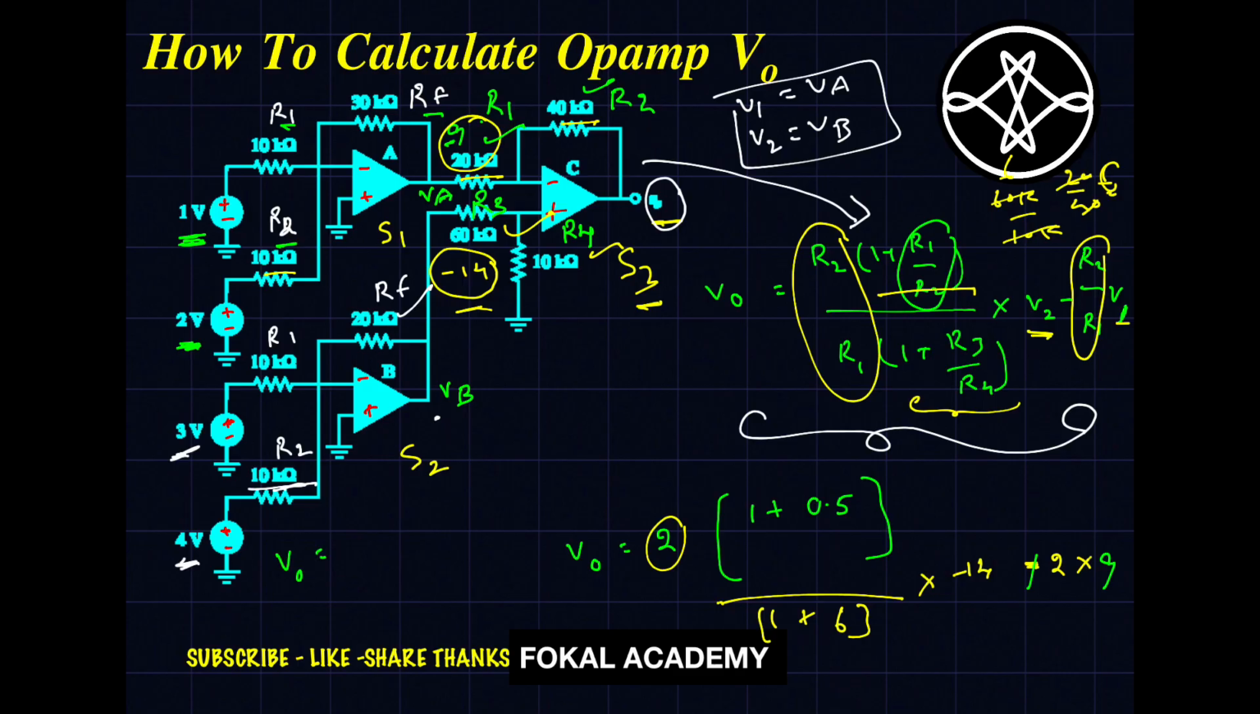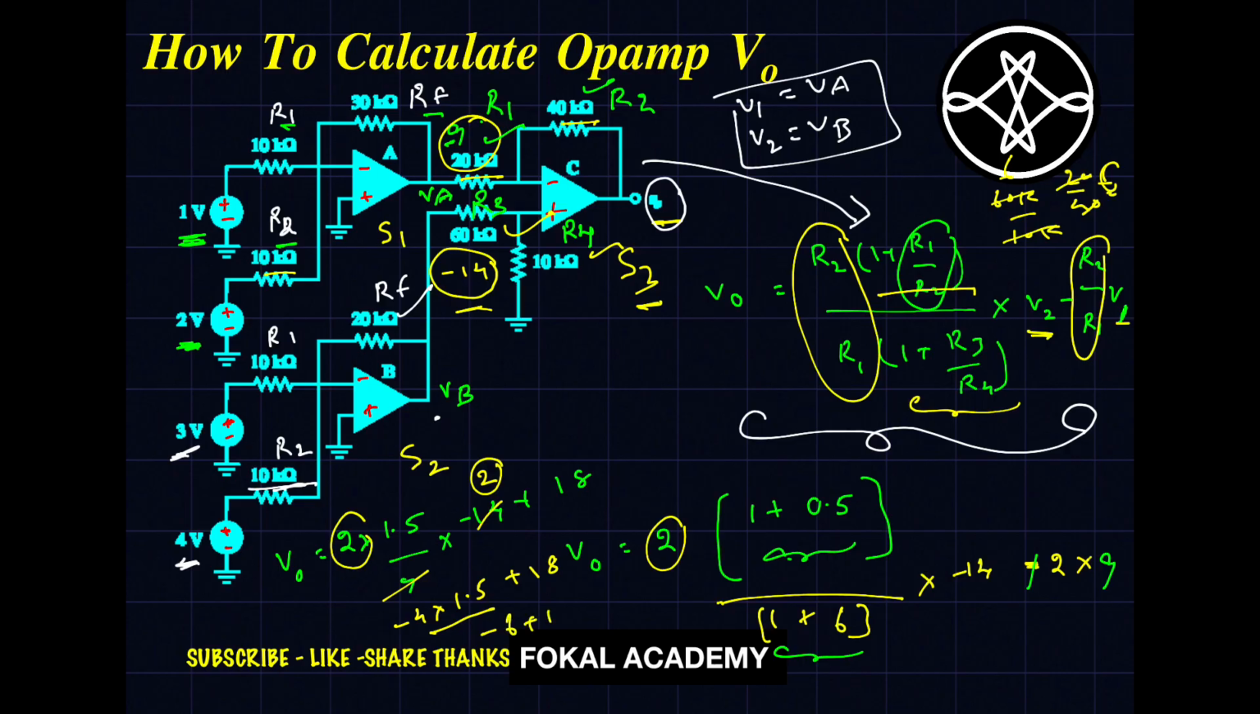So V0 equals 2 into this value, 1.5 by 1 plus 6, nothing but 7, into minus 14, plus 18. So 7 ones, 7 twos, so 2 twos are 4. So minus 4 into 1.5, plus 18, nothing but this value is 6. Minus 6 plus 18 is nothing but plus 12. So this is the output voltage, that is V0 equals 12 volts.